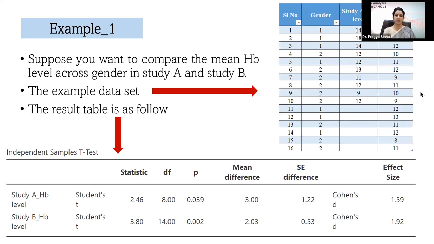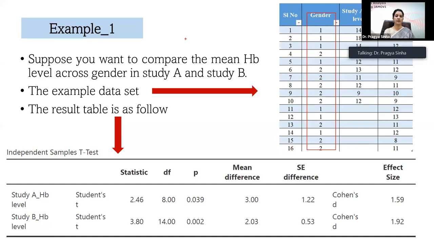This is again one data set you can see here. These are 16 individuals, serial number 1 to 16. First, let me describe the data set. This is the gender of all those 16 people, and there are two studies, study A and study B. Study A has 10 individuals, but study B has 16 individuals. This is the hemoglobin level of 10 individuals, and this is the hemoglobin level of 16 individuals.